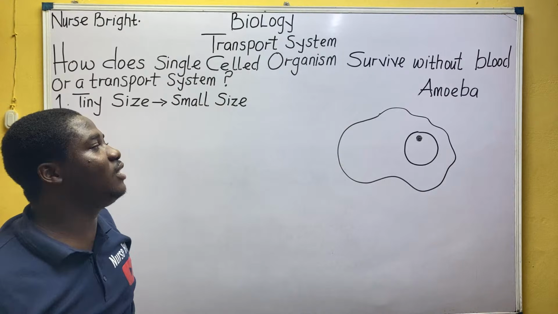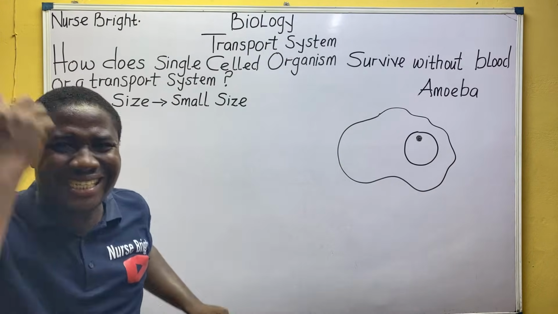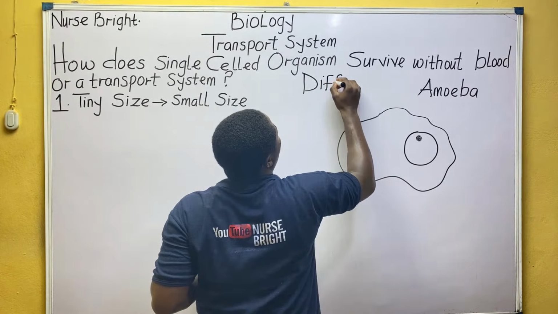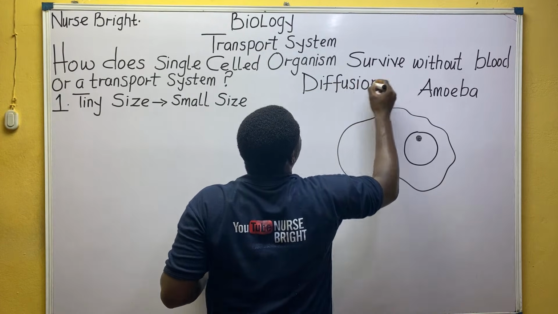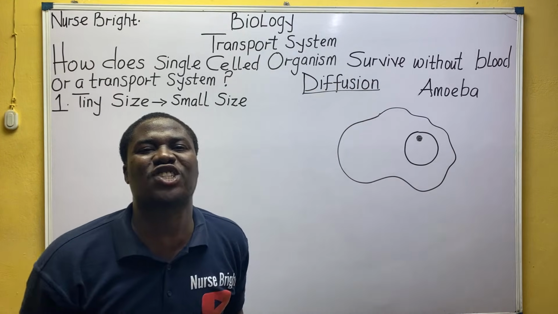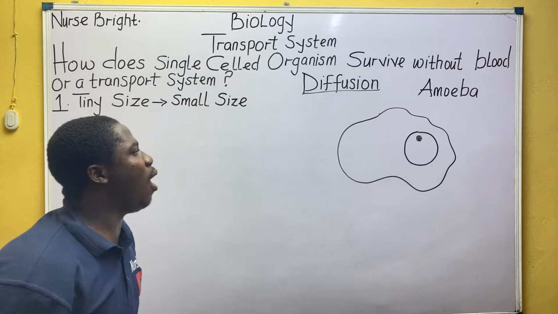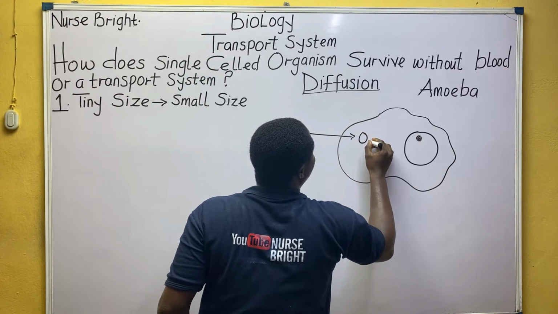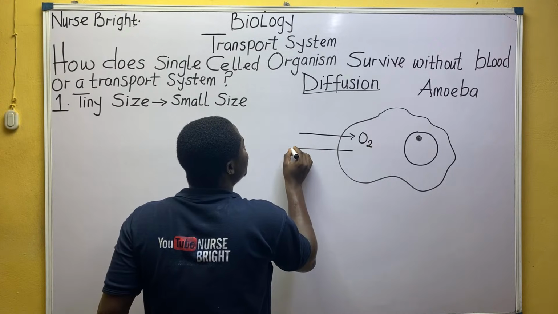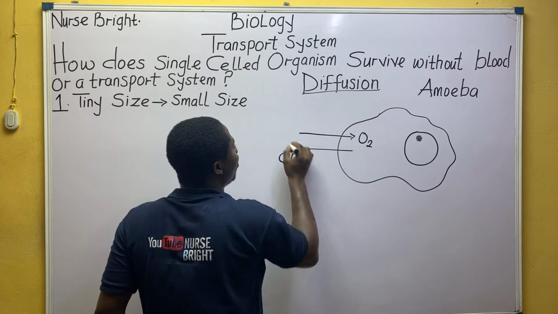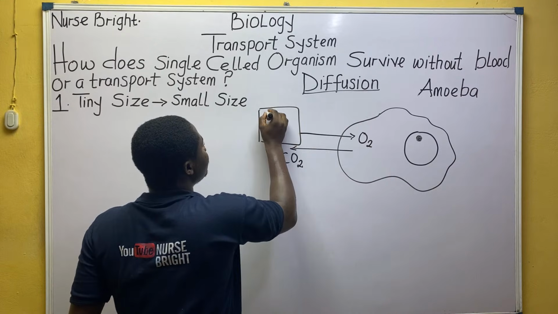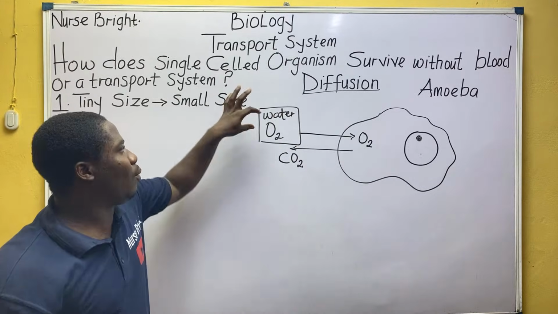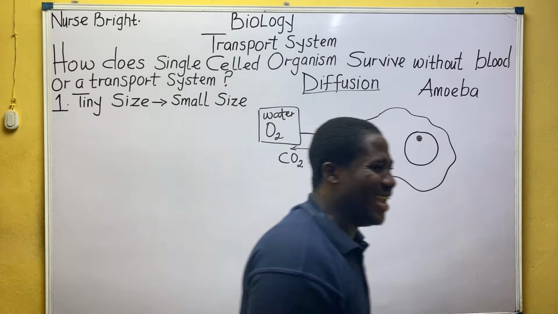Actually, the way this set of organisms exchange their substances is through a process called diffusion. We established this fact when we talked about body surface respiration, when we learned how oxygen enters into the cell and carbon dioxide leaves, right? Where is the oxygen found? The oxygen is in water. Let's say this is water. So where is the dissolved oxygen found? The dissolved oxygen is in water.